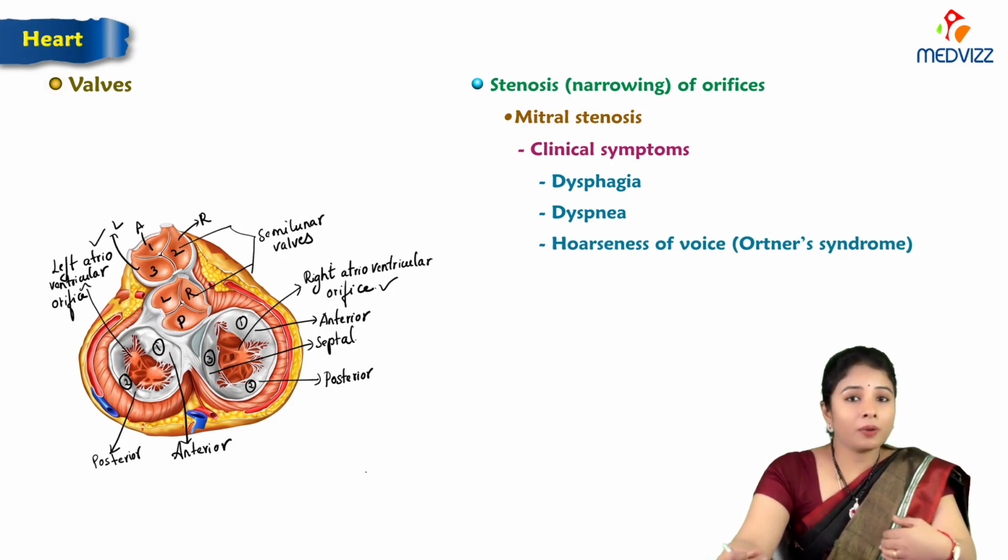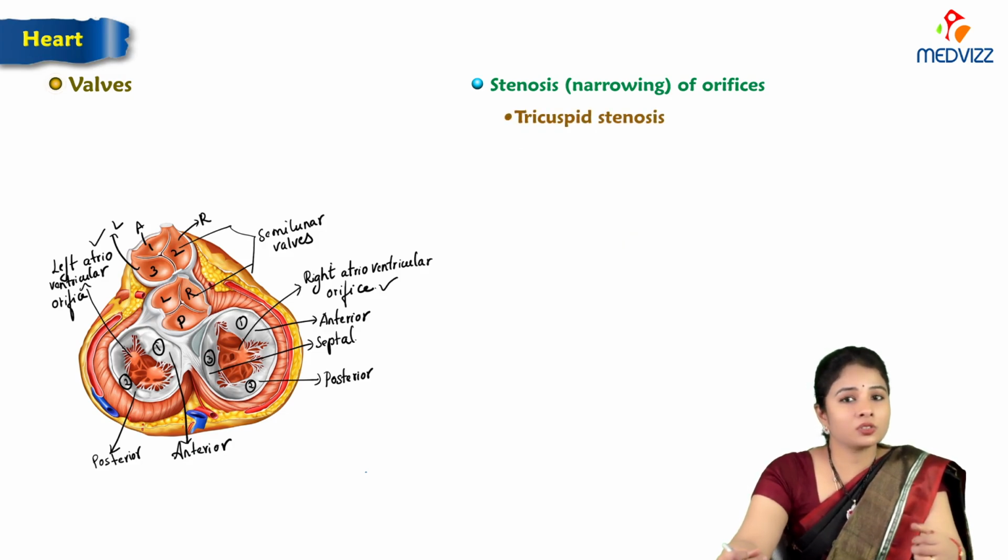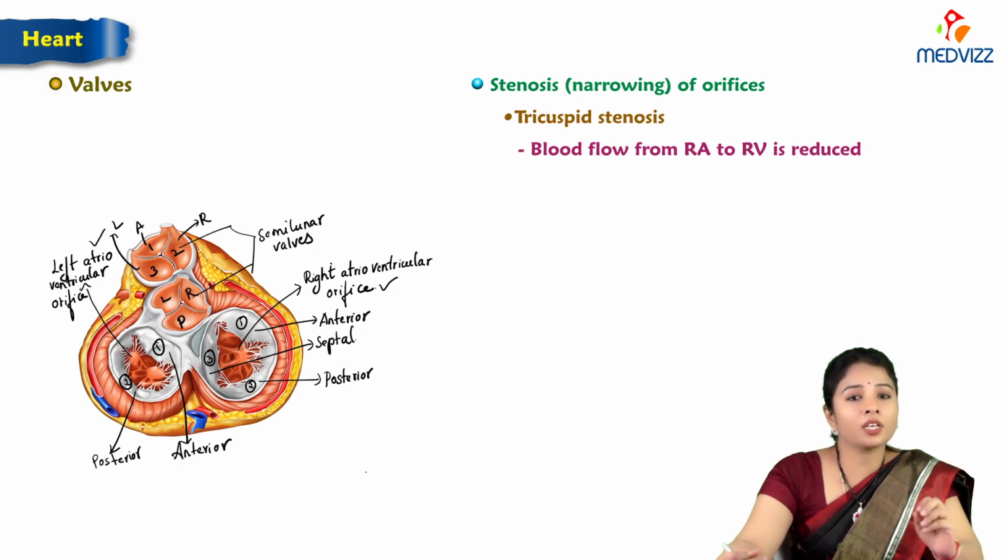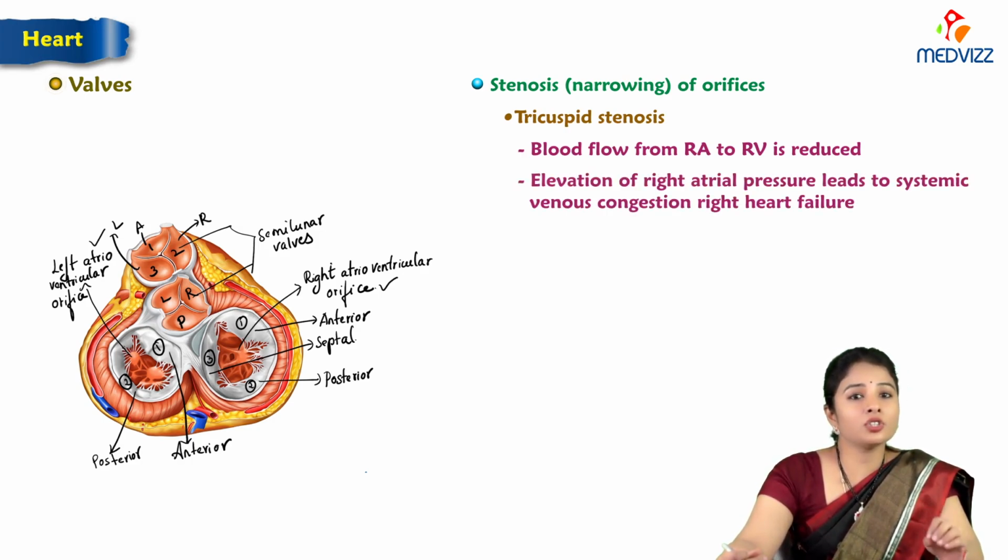So that is about the bicuspid stenosis. Let's move on to the tricuspid stenosis. Tricuspid stenosis is where the blood flow from the right atrium to the right ventricle is reduced. So the elevation of the right atrial pressure leads to systemic venous congestion and right heart failure.